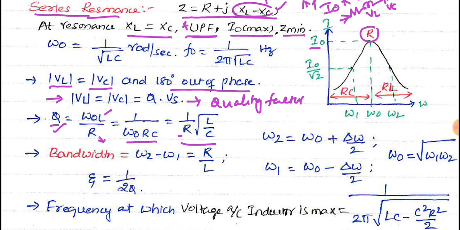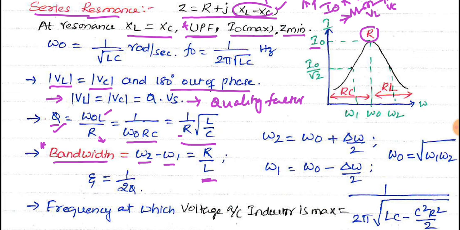Next, bandwidth. Very important, bandwidth. Bandwidth is nothing but the difference between the upper cutoff frequency and the lower cutoff frequency, which is nothing but R by L. I am not discussing the derivations of these formulas. Why? Because in competitive exams they won't ask derivations, right?